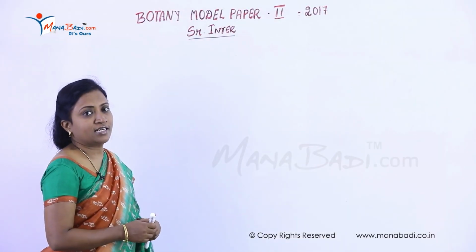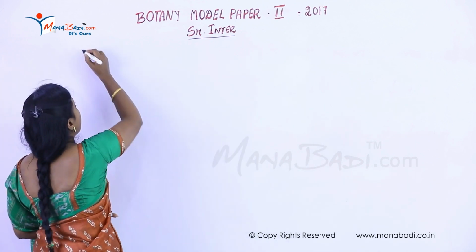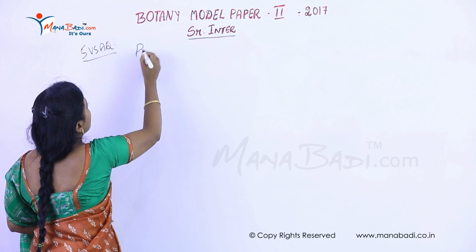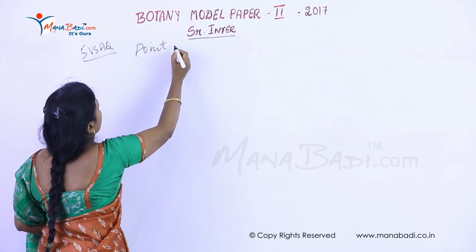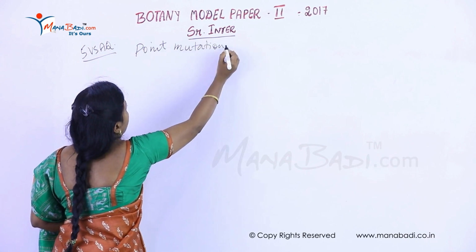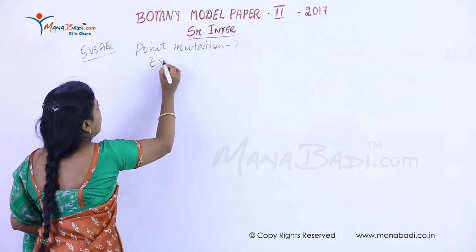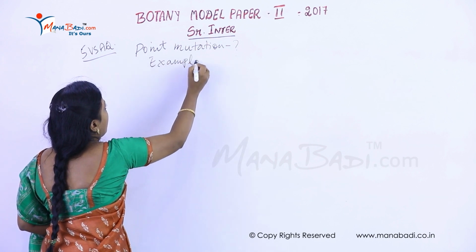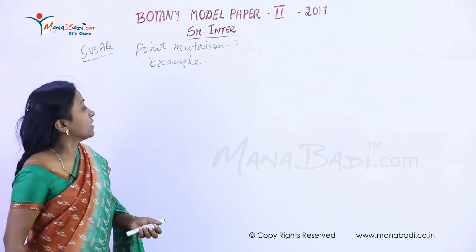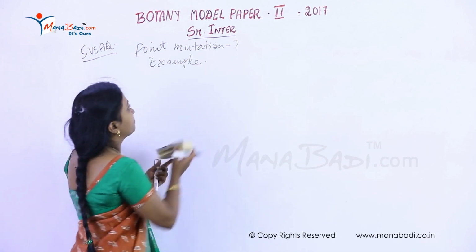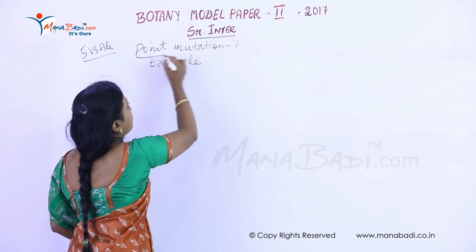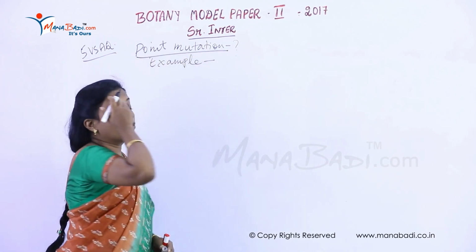Now we'll discuss the next question, that is the fifth question, fifth VSAQ. What is point mutation, and give an example of point mutation. Okay, so here, coming to what is point mutation, and now an example of point mutation.